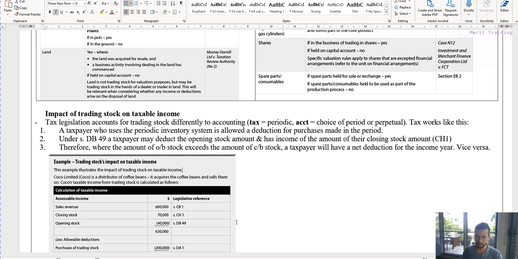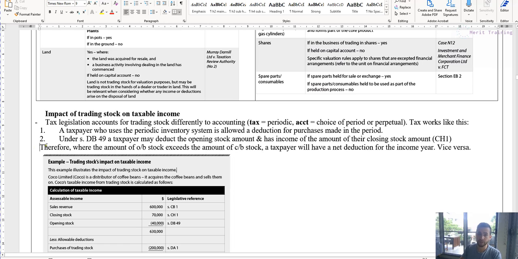Number 1, a taxpayer who uses the periodic inventory system is allowed a deduction for purchases made in the period. So any purchases that you make throughout the year, you get a deduction for. And under DB 49, a taxpayer may deduct opening stock and has income of the amount of their closing stock. So basically there's 2 steps. Number 1, you get a deduction for any purchases you made during the year. And number 2, you make an adjustment, depending on whether the closing stock is greater than the opening stock or whether the opening stock is greater than the closing stock. One of them is going to result in a revenue adjustment. One of them is going to result in an extra deduction. So basically add up the 2.